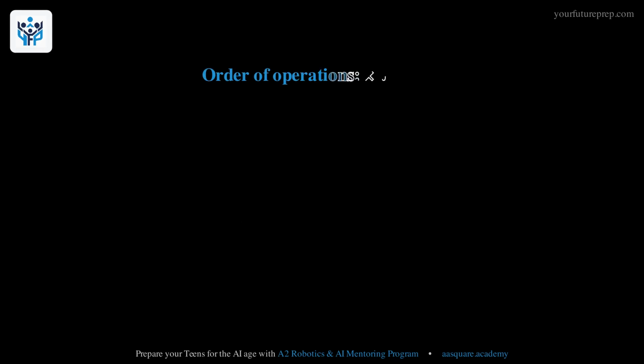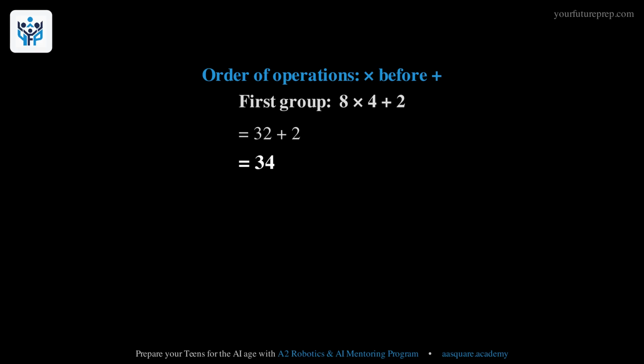The key idea is order of operations. We multiply before we add. Let's start with the first group, 8 × 4 + 2. First do the multiplication, 8 × 4, which is 32. Then add 2 to get 34.